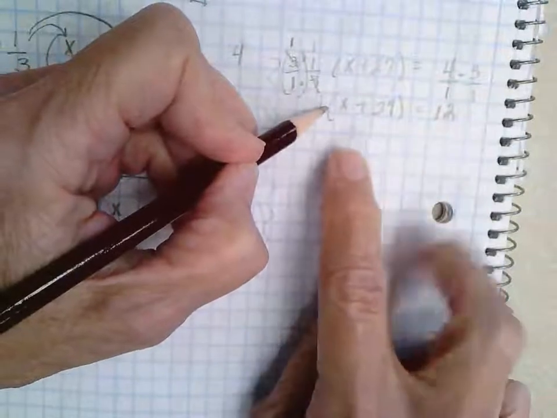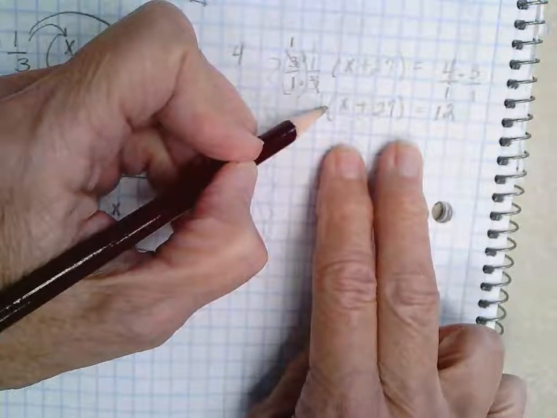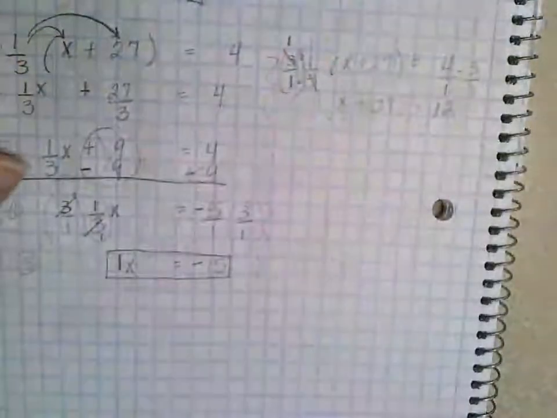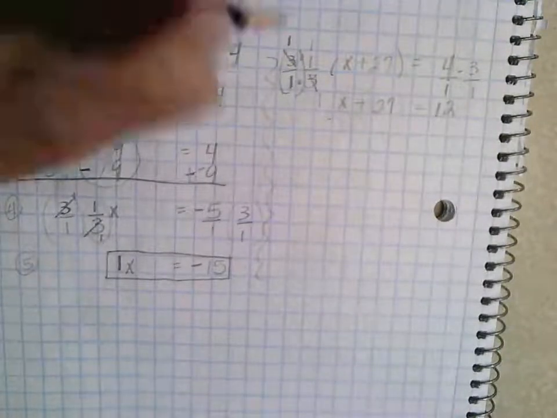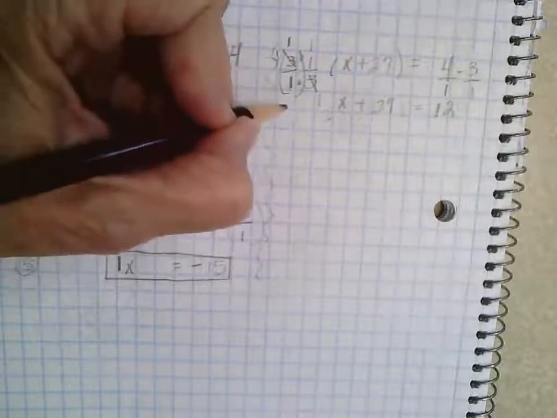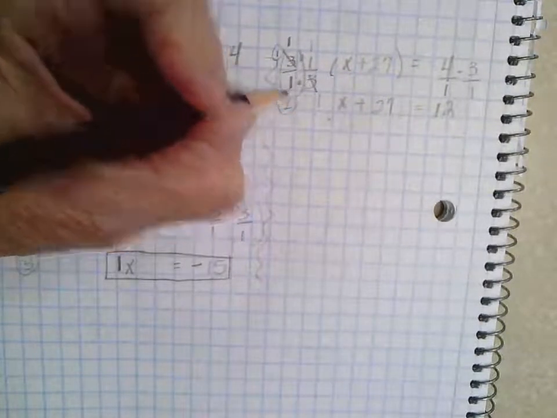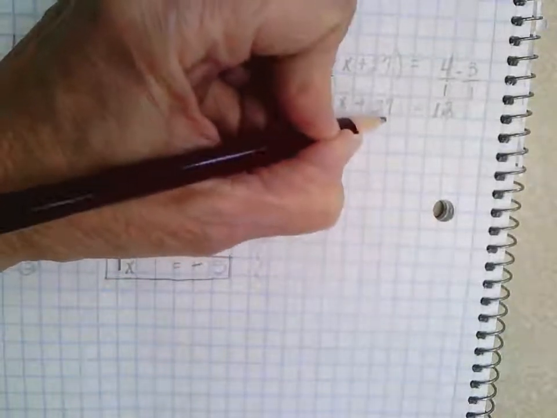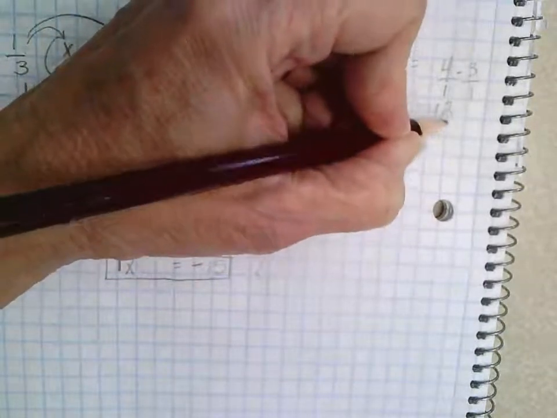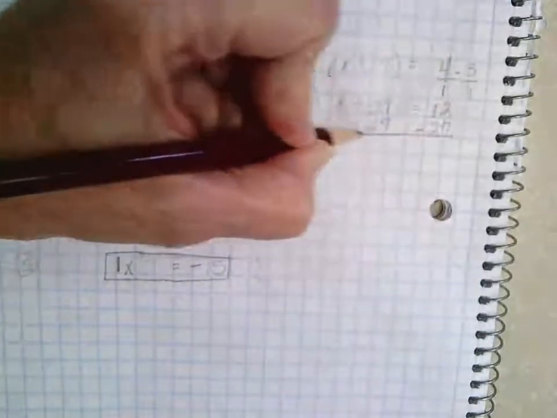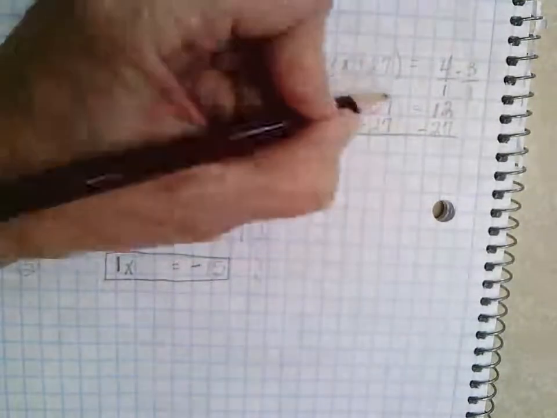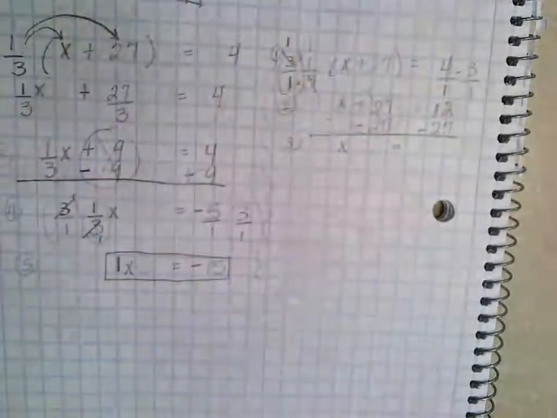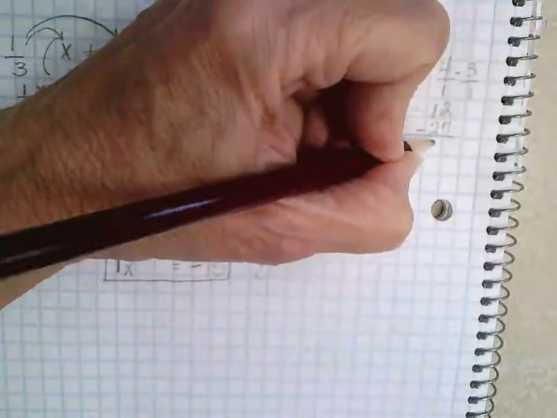So now my problem really is just x plus 27 equals 12. So here's my first step, here's my second step, here's my third step. I'm going to subtract 27 from each side. This is going to sum to 0. It's going to be gone. So I'm going to get that x is equal to negative 15.